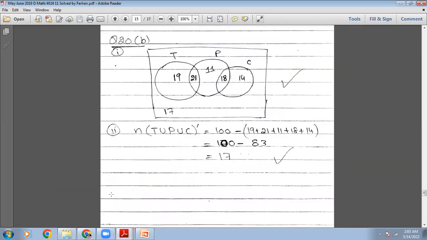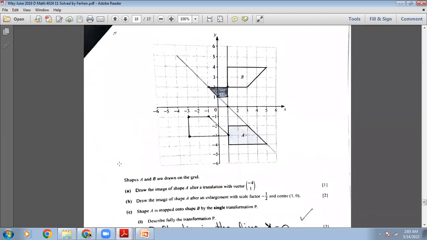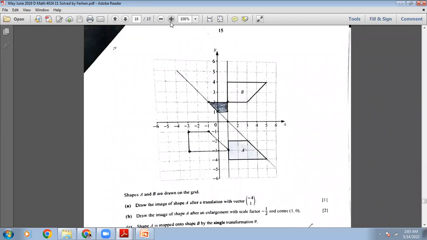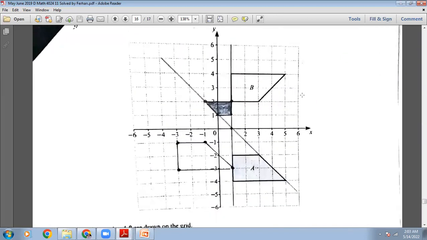Okay, so let me show you my figure. So here you can see this is that figure, minus 4 and 1. Okay, 4 steps to the left and then 1 step up.